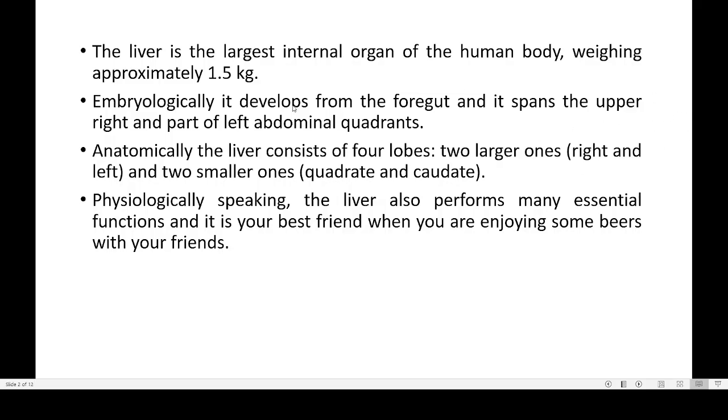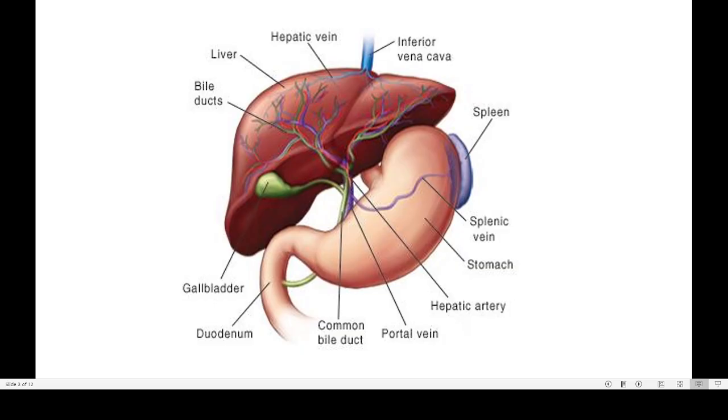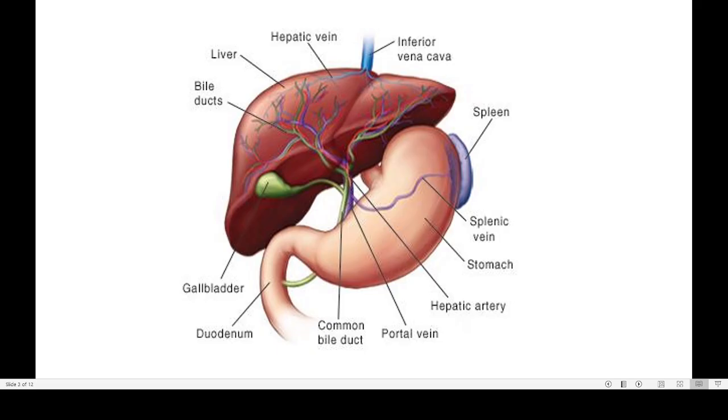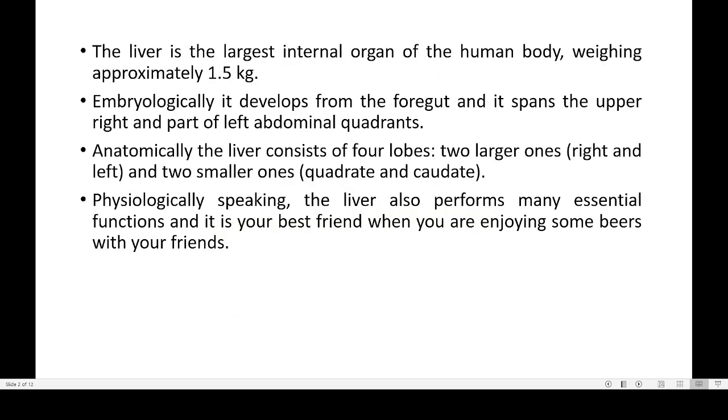Now if you take a liver, it consists of four lobes, two larger ones and two smaller ones. So this is the nature of the liver. These are all lobes. There are four lobes, two smaller lobes and two larger lobes. The right and left lobes are known as the larger liver lobes, and the quadrate lobe and caudate lobe are the two smaller liver lobes. So this is an idea regarding the basic structure of the liver.